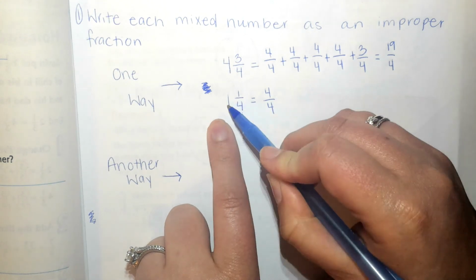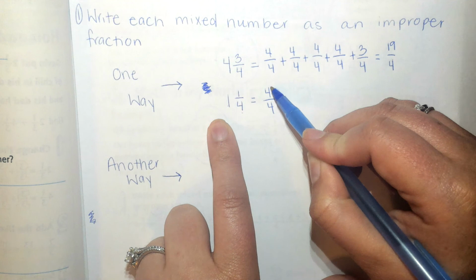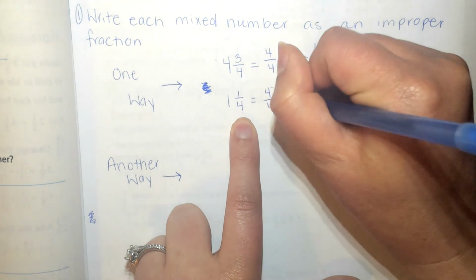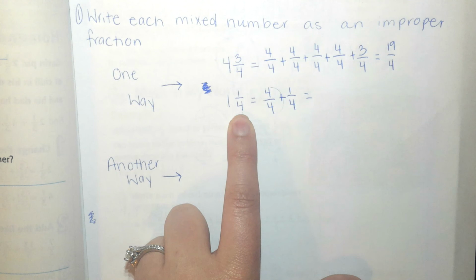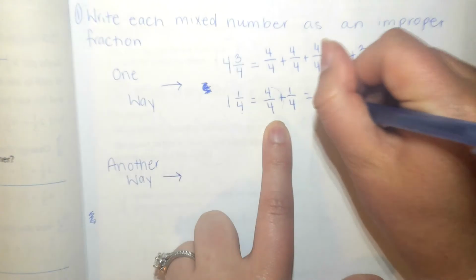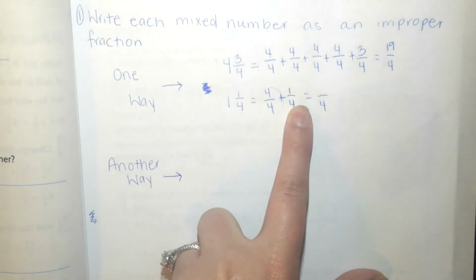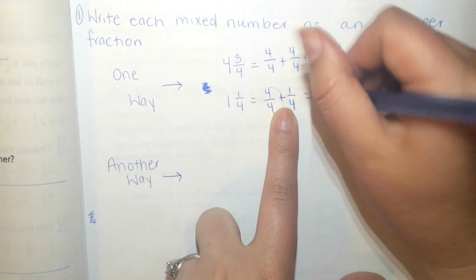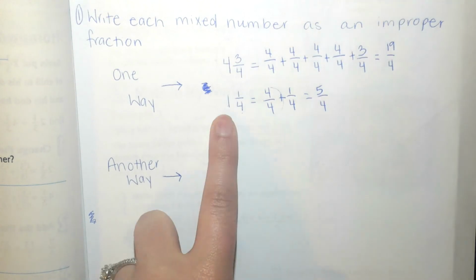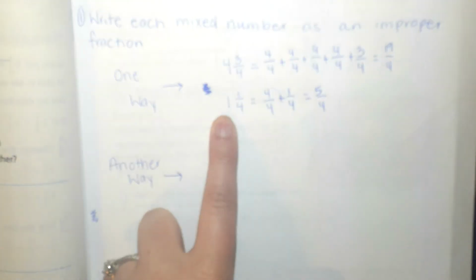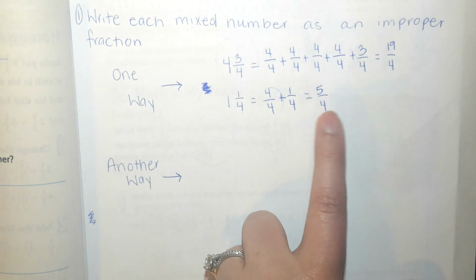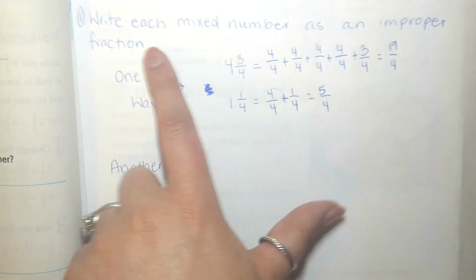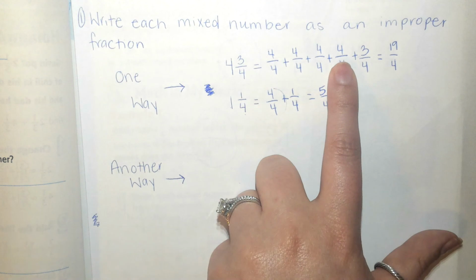So here's my 1 as 4 fourths, and I need to add my fraction, 1/4. And just like we did above, my denominator is going to stay the same. I'm going to add across my numerators. 4 plus 1 is 5. And so 1 and 1/4 as an improper fraction is 5/4. Okay, so this is one way that you can write each mixed number as an improper fraction.